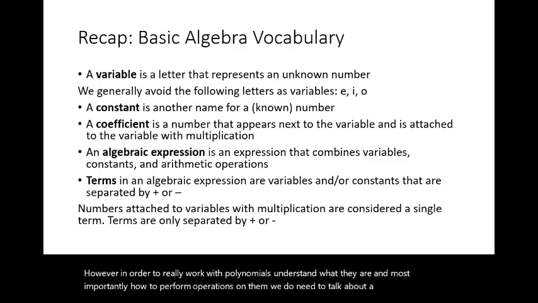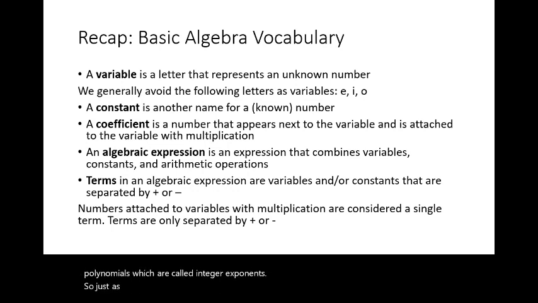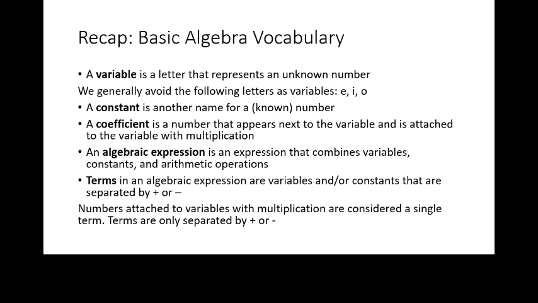So just as a recap of some basic algebra vocabulary that we are going to be using throughout this course, a variable is any letter that represents an unknown number. And it really can be any letter. We typically stay away from the letters lowercase e, lowercase i, and o. I think the reason we avoid o is kind of obvious. It does look like a 0. The reason why we avoid e and i, you're going to cover in college algebra. But other than those three, we can use any letter to represent an unknown number.